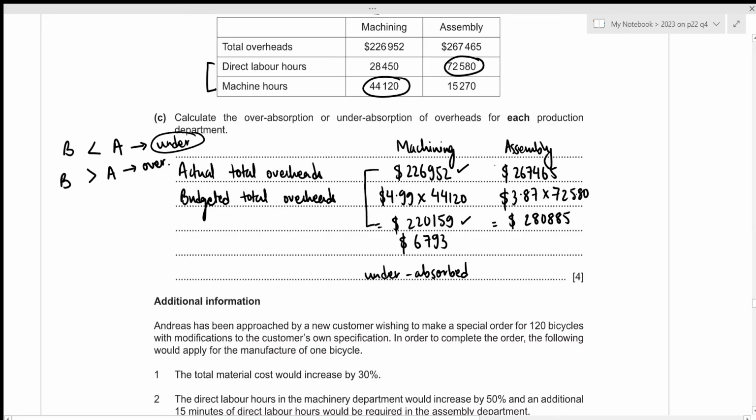We now repeat the same process for assembly department. In this case, we can see that our budgeted total overheads is greater than the actual total overheads, which results in overabsorption. Again, the amount for overabsorption is going to be the difference between these two amounts. That will be 280,885 minus 267,465, which results in 13,420. And we have to clearly mention that this is overabsorbed. Alright, this concludes the third part.